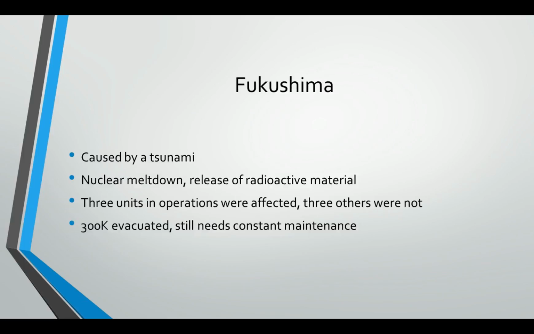Fukushima was caused by a tsunami. The nuclear meltdown released radioactive material. Three units in operation were affected. The other three were not. 30,000 people were evacuated, but the site still needs maintenance. They're not really sure of the total affected area.